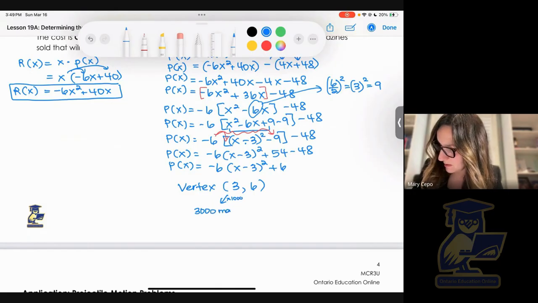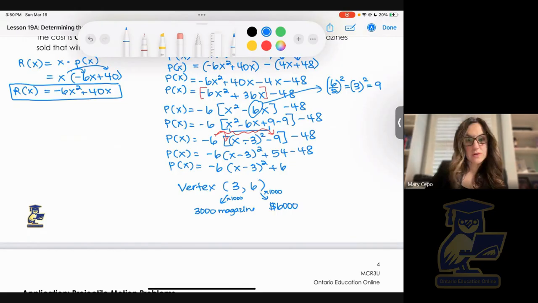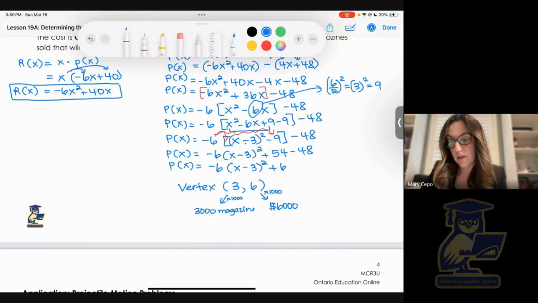So that means 3,000 magazines, because we do have to multiply by 1,000. 3,000 magazines results in a maximum profit of $6,000. Keep that in mind, that's very, very important. You take that vertex, and because it's in terms of thousands, you multiply by 1,000. 3 times 1,000 is 3,000. 6 times 1,000 is 6,000.